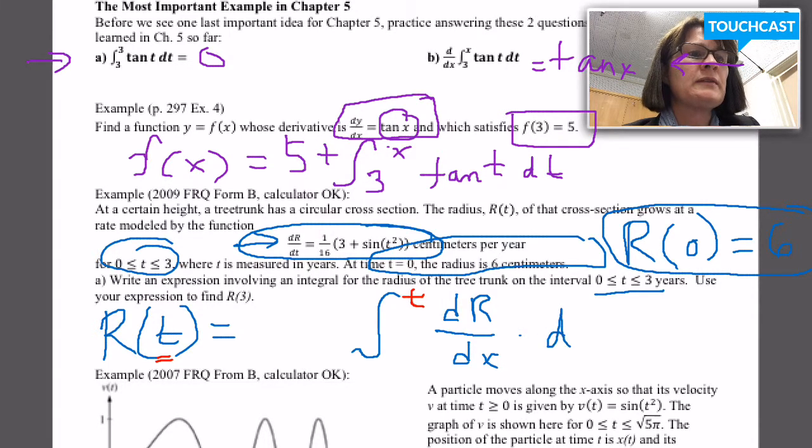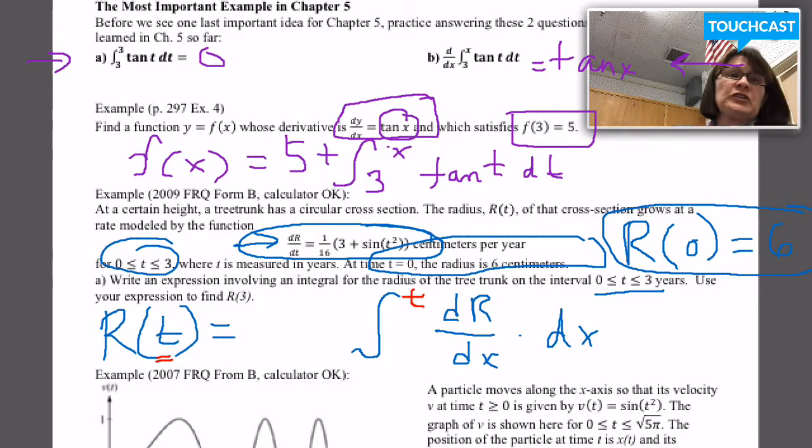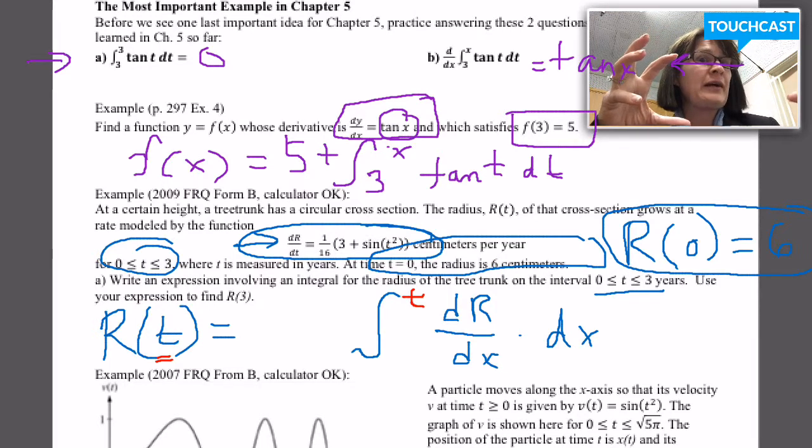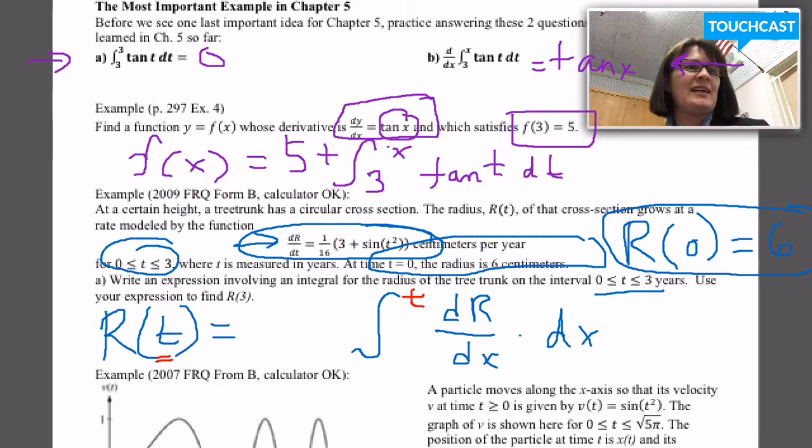Times dx. You could also have written out this function, so 1/16 times (3 plus sine of x squared). So any version of that function works, but we can't use t as the variable because t is going to be the upper limit. So what should I make the lower limit of my integral?